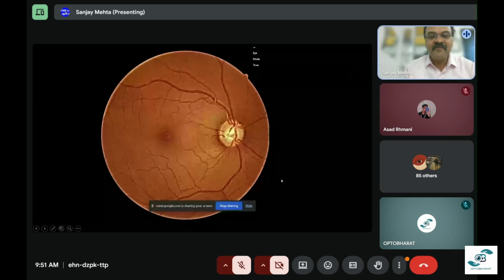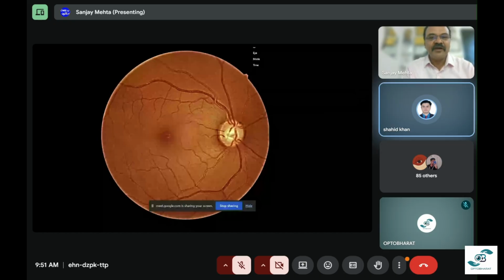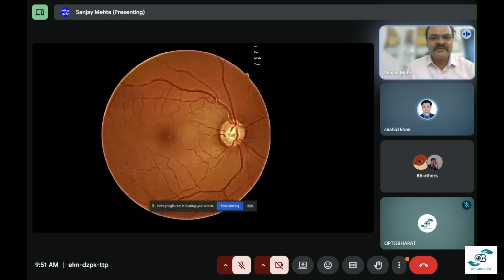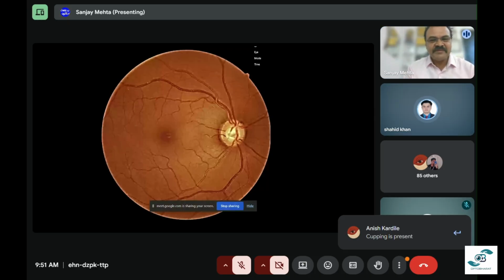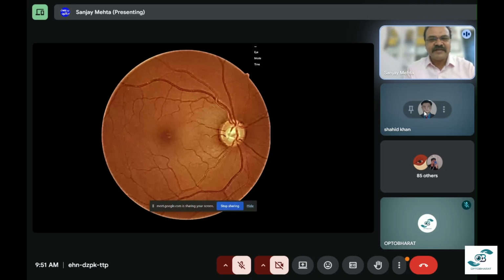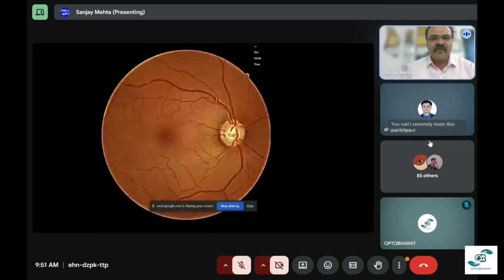So this lady came to my clinic. She was around 43 years old. She said she was not able to see near objects clearly. Generally, any other clinic would have just prescribed glasses. Her distant vision was 6/6, and with plus 1.25 addition, her near vision was all right. But this picture really took me aback. I said something is definitely wrong here.